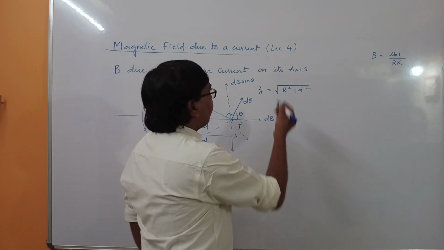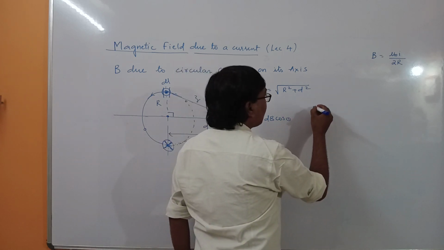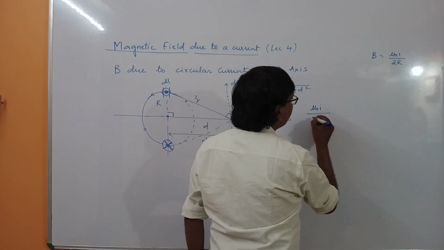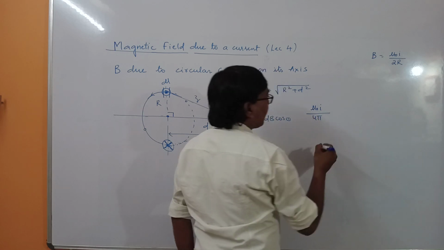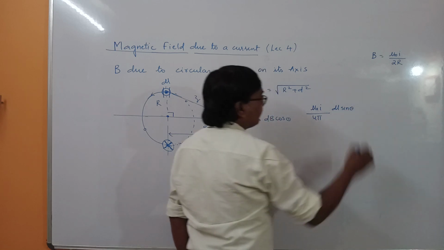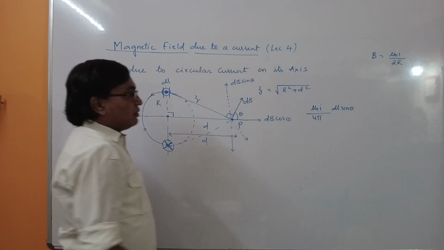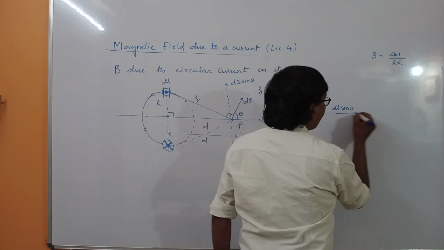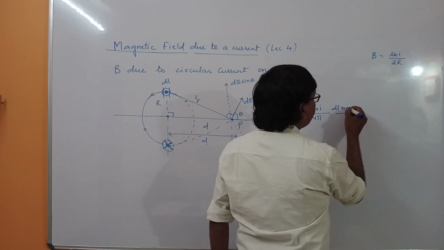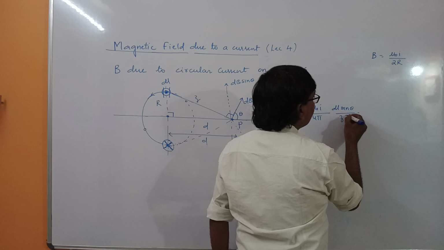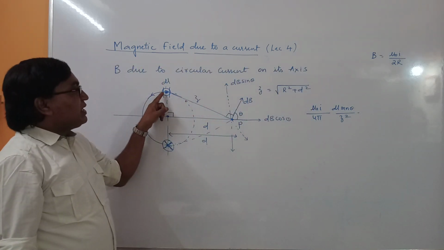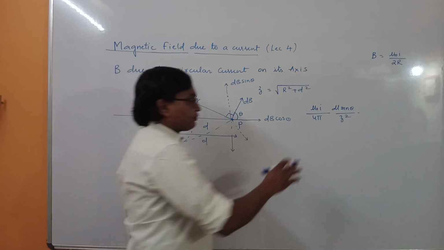So now let us apply Biot-Savart's law: mu naught I upon 4 pi, dl sin theta upon z square. Okay, so now this sin theta, see here, this is not theta.